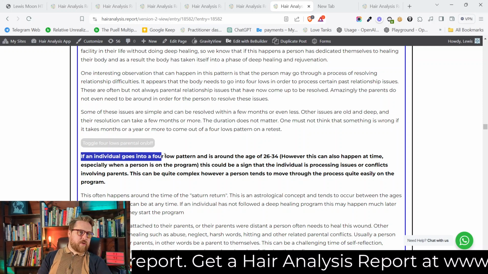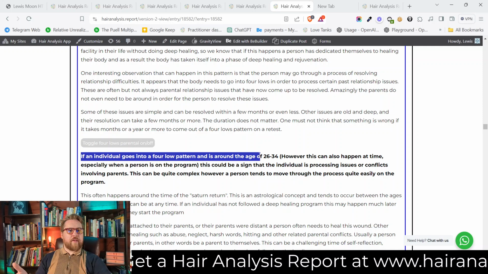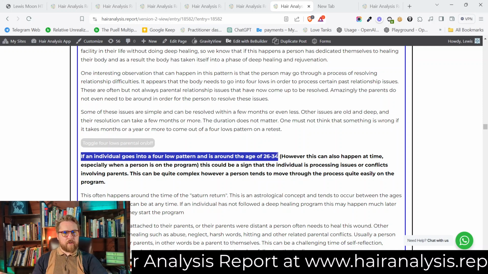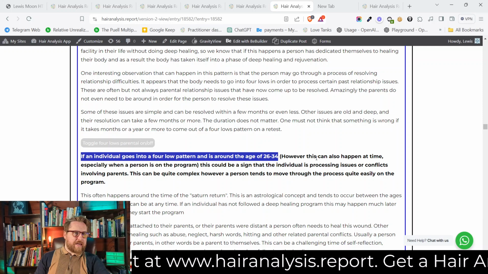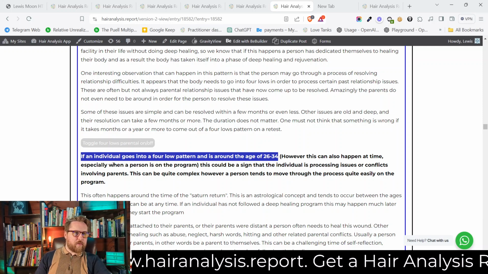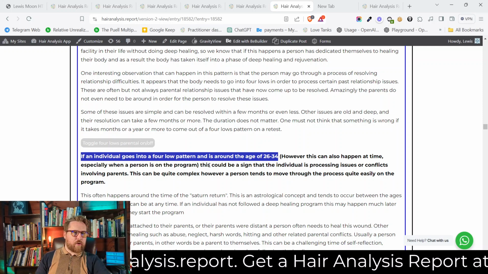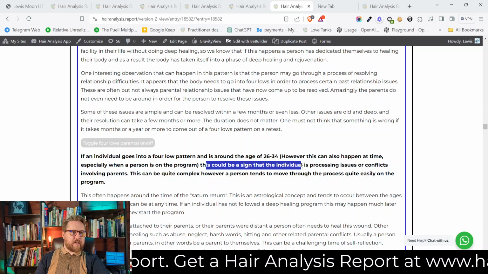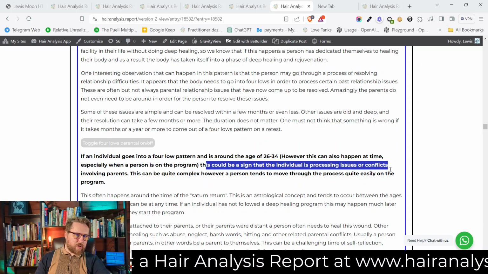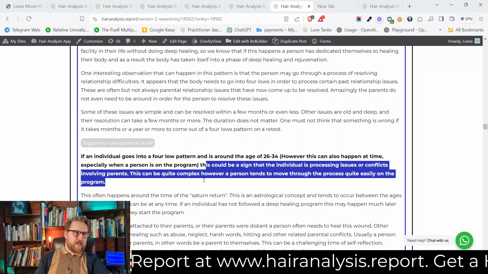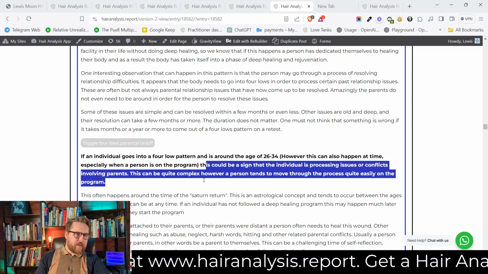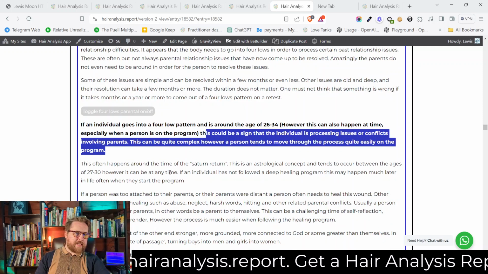So if an individual goes into a follow program and is around the age of 26 to 34, however, this can also happen at any time, especially when a person is on the program. This could be a sign that the individual is processing issues or conflicts involving parents. This can be quite complex, however a person tends to move through the process quite easily.